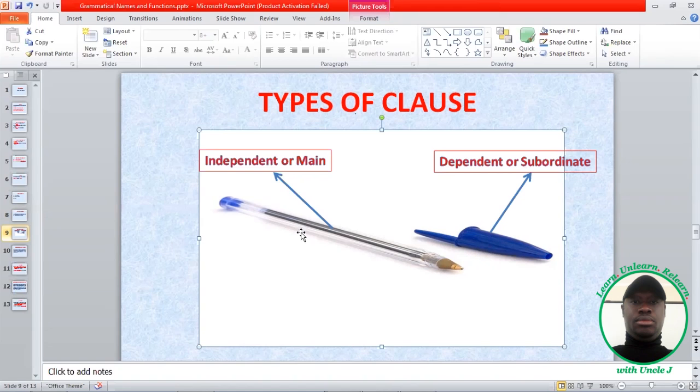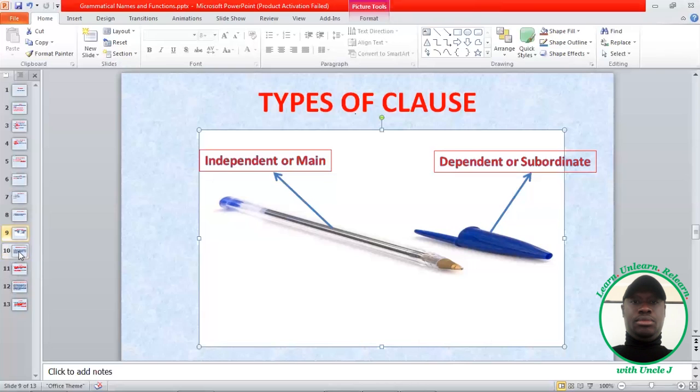So types of clause, the pen here, see this pen as the main or independent clause, and see the cork here as the dependent or subordinate clause, because this pen can write on its own without the help of this cork. But this cork cannot write, but depends on the pen to just rest on it. So in terms of writing, the pen is independent while the cork is dependent.